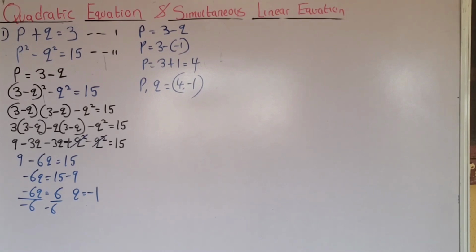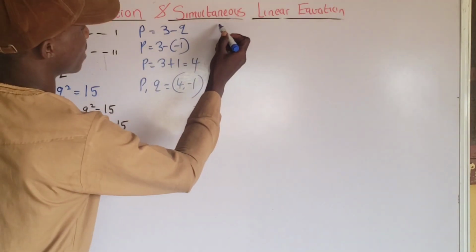Now let us use the second method to find the value of p and q. I want you to pay attention. If you want to use the second method to find the value of p and q, you have to first take the difference of two squares. Okay, second method.